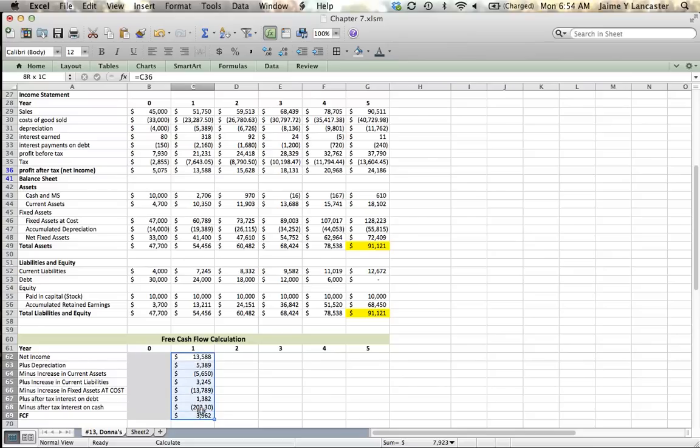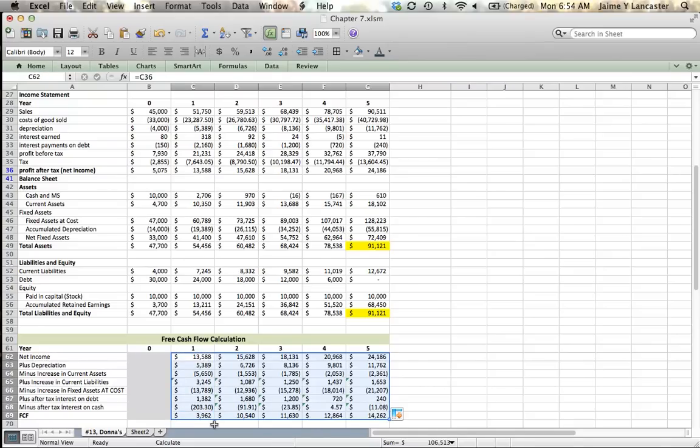I'm going to highlight these all and drag them to the right. And if I've entered all my formulas correctly, I should be able to see my free cash flow from year to year. And there should be numbers in all of these cells. And that looks good. This firm looks as though it's having a free cash flow that is going to increase between year 1 to year 5.